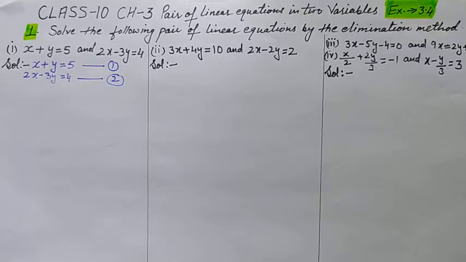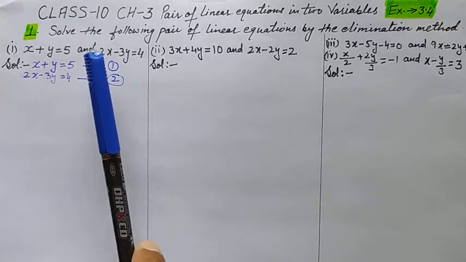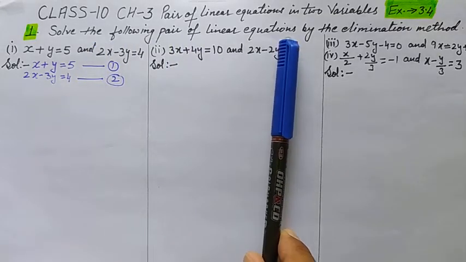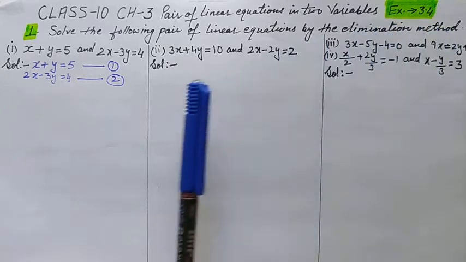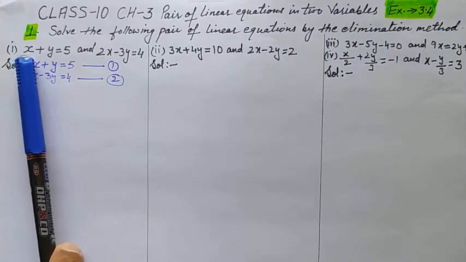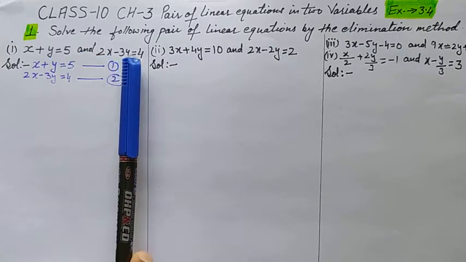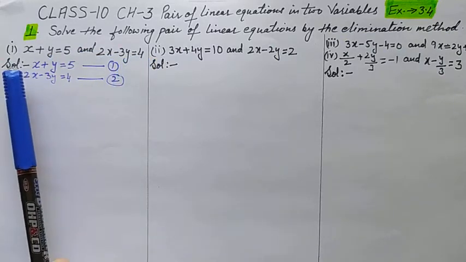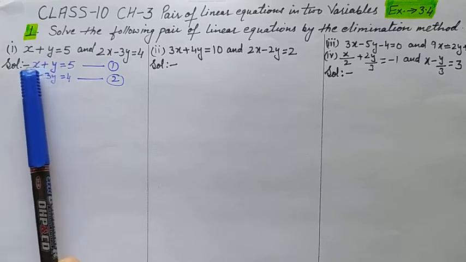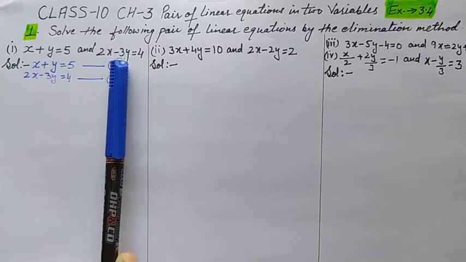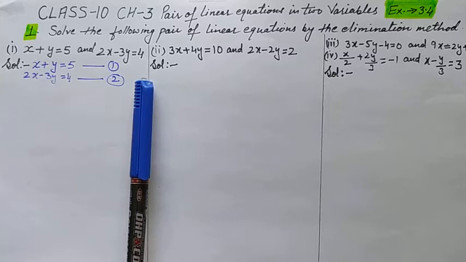Let's solve this question. Solve the following pair of linear equations by elimination method. The first part is x plus y is equal to 5, 2x minus 3y is equal to 4. In the solution you will write the equations as they are. Mark the first equation as number 1 and the second equation as number 2.